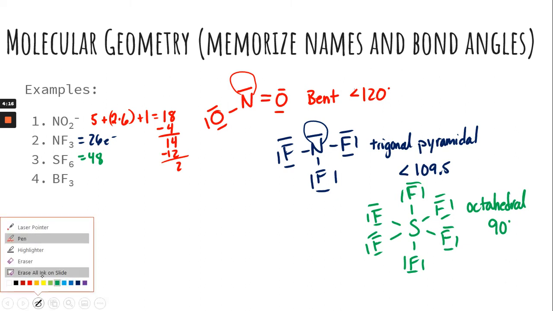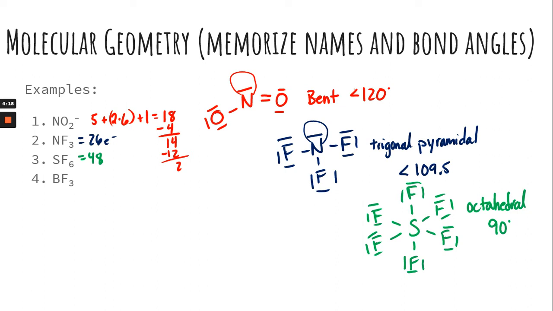All right, let's look at BF3. You have 3 valence electrons for the boron and then 7 for each of the fluorines, so that would make 24. Boron would go in the middle, 3 fluorines around it, and that uses up your 24. Remember, boron only needs 6 electrons to be satisfied, so it has an incomplete octet.